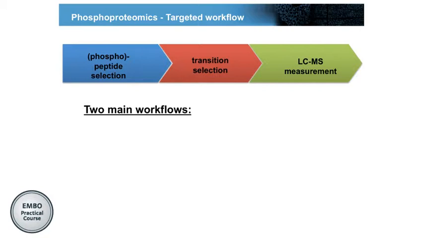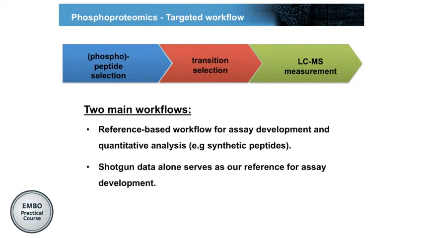Now I'm going to talk about when we actually go to the machine and we start to do the measurements. I'm going to talk about two main types of workflow. In the first workflow, we have a reference-based workflow where we have, for example, synthetic peptides for all these phosphosites that we're interested in. And in the second workflow, I'm going to talk about the cases where we only work with shotgun data.